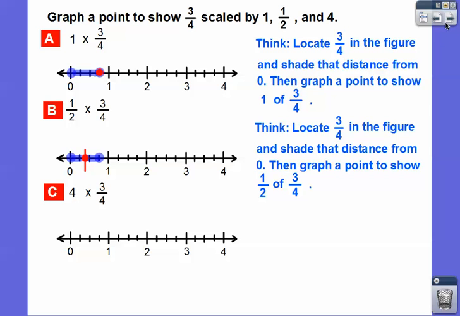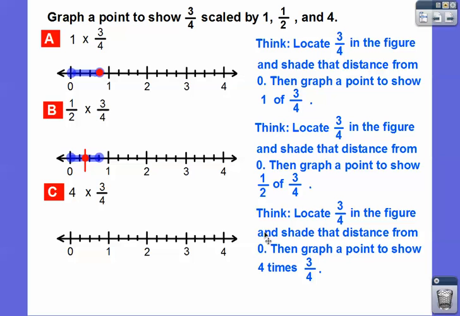Okay, and then here we're going to do 4 times 3/4. So let's do 3/4 again. There's 3/4 right there, and there's one of them. Now we're going to graph a point to show 4 times 3/4. If that's 1, here's 2, here's 3, here's 4 of those groups. So we'll put a point right there to show this is 4 times 3/4. So we graphed 3/4, here we did 1/2 of 3/4, and here we did 4 times 3/4.